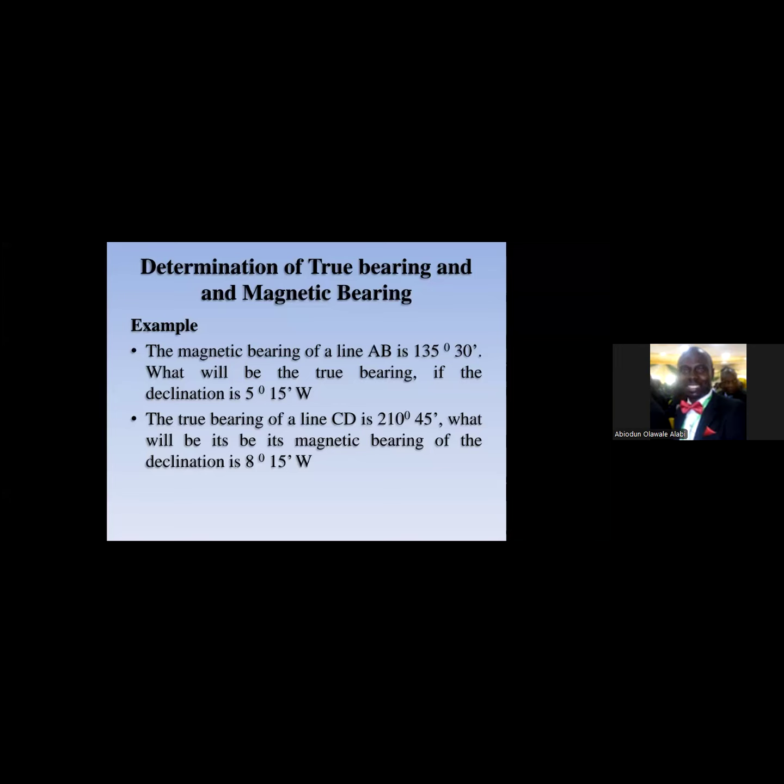The true bearing of a line CD is 210 degrees 45 minutes. What would be its magnetic bearing if the declination is 8 degrees 15 minutes west? So let's quickly solve this problem.